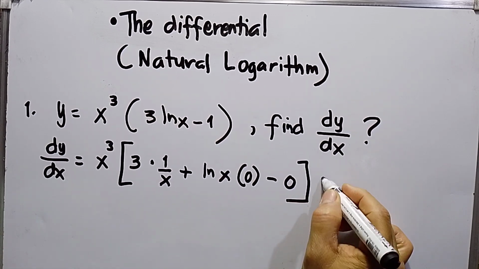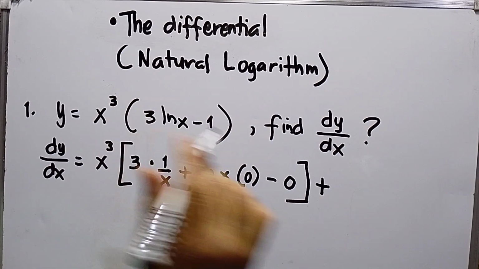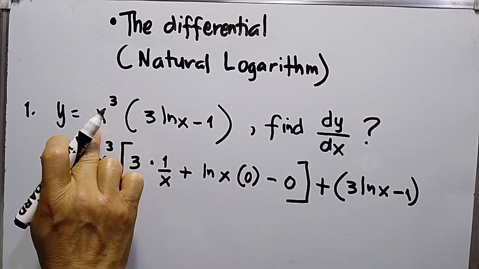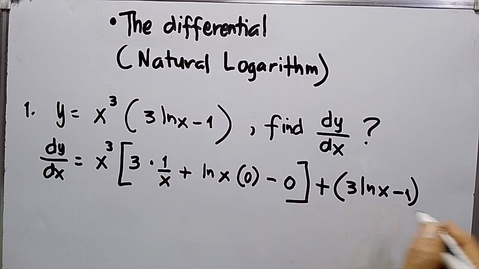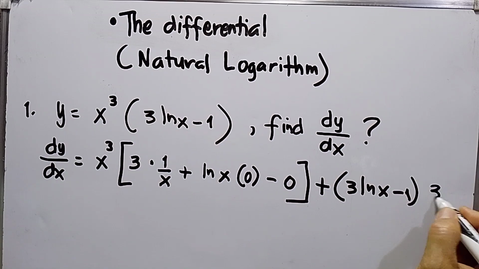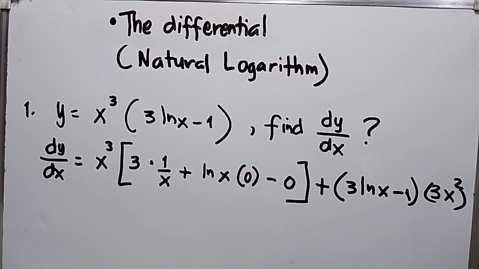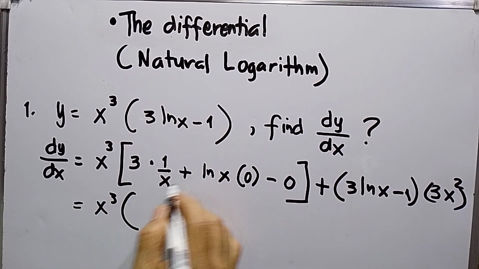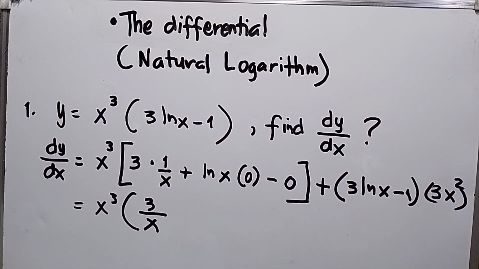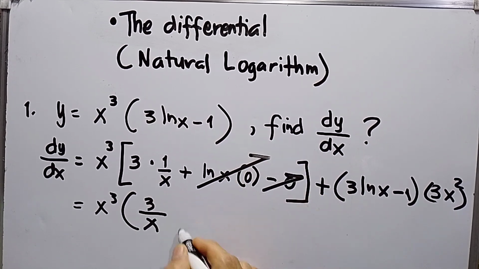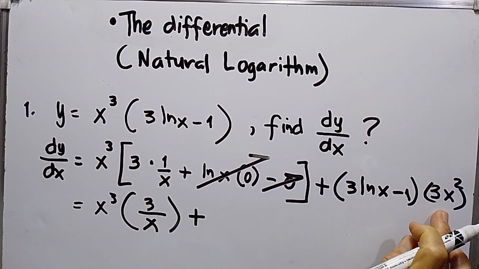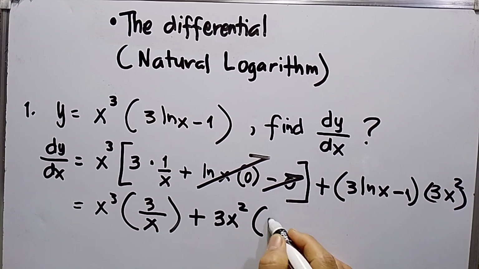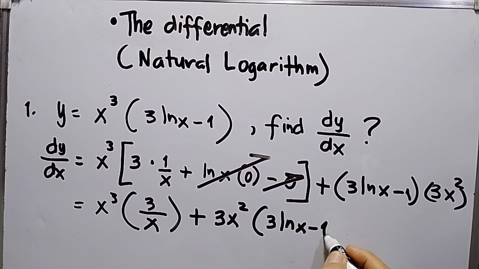Then plus, copy this one, 3 ln x minus 1, times the derivative of x cubed. The derivative of x cubed is 3x squared. So this will be x cubed, then this will be 3 over x, then this will be 0, then 0. So plus, I need to write first this one, 3x squared, then (3 ln x minus 1).